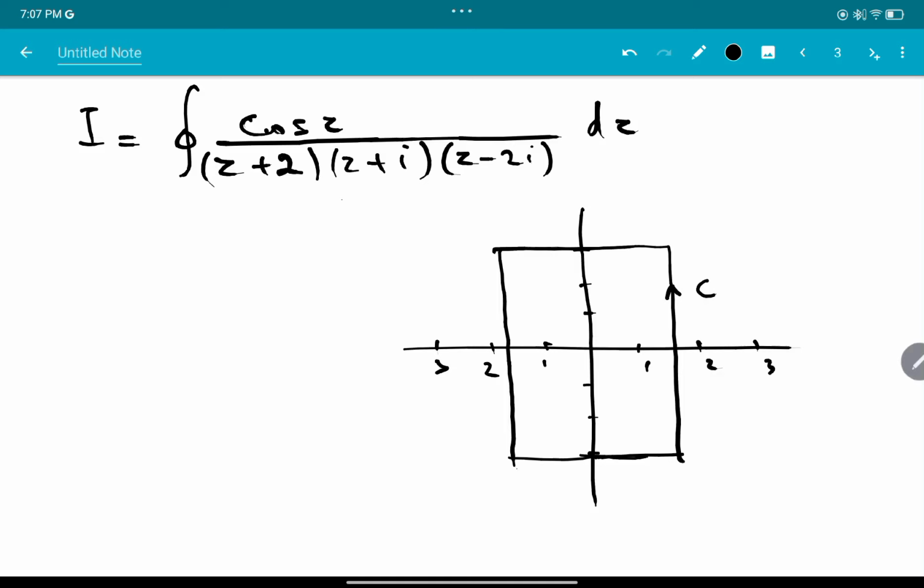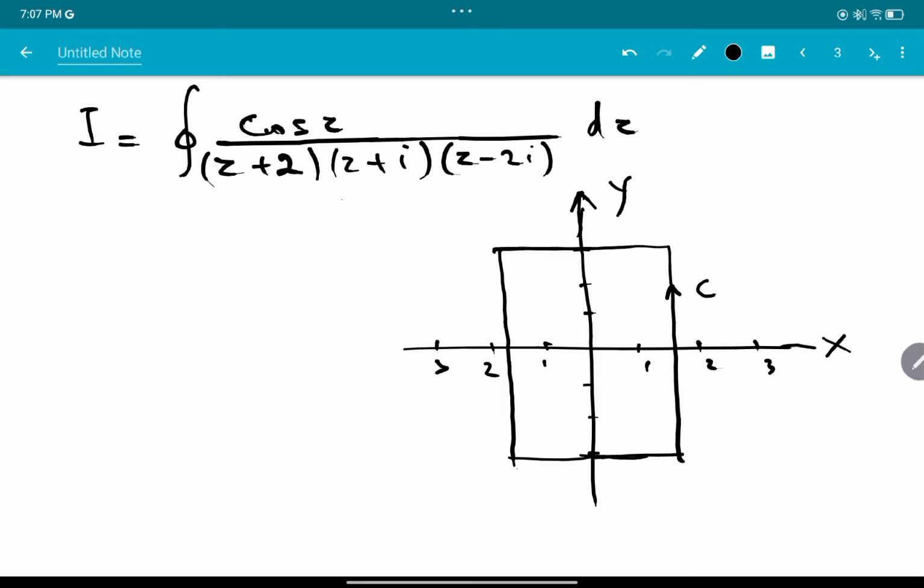Given this path, how to integrate it? This is y and this is x. How to integrate it along this path? Let's see. We know that we can deform this closed curve into another closed curve, provided the function f(z) is analytic between this and that new curve, at every point.